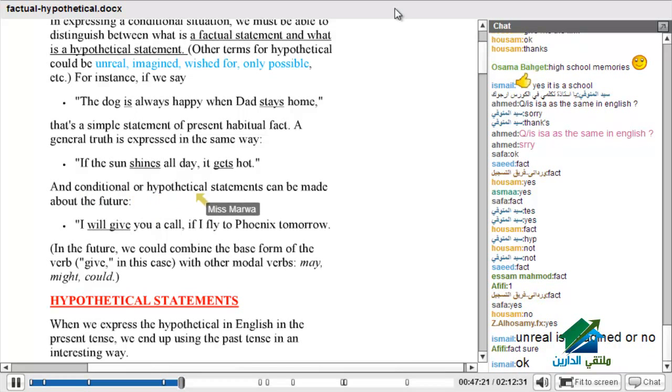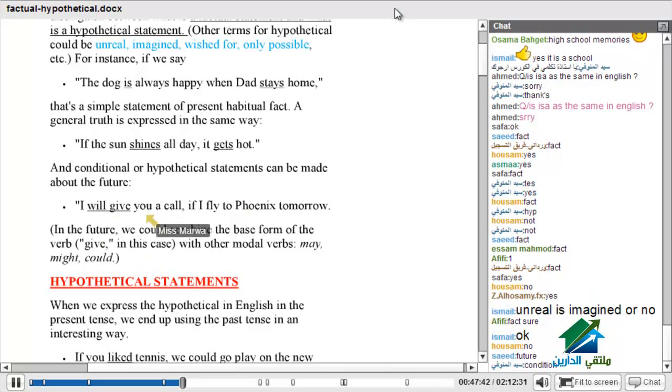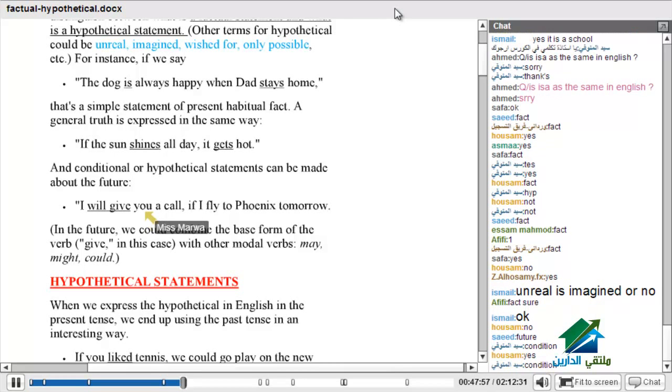And conditional or hypothetical statements can be made about the future. Let's have an example: I'll give you a call if I fly to Phoenix tomorrow. So something will happen that depends on another event. This is the future. So we have a difference between speaking about truth and speaking about something which may happen in the future. And if that happens, I'll continue my plan: I'll give you a call. Like if you study hard, you will succeed. Yes, this is the condition.